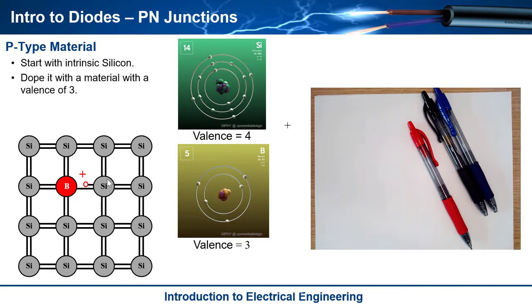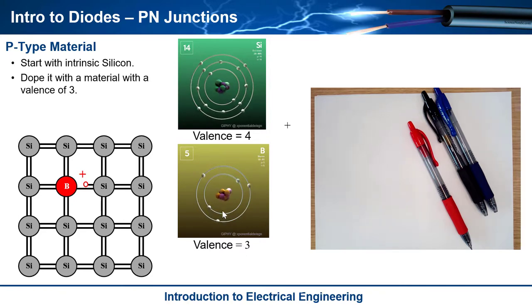Or you can insert impurities. And so consider if we put in another material, a small amount. We're not going to make it half impurity, half silicon. Silicon is the majority of the material. But what would happen if we put in a material that had a valence of 3? Let's take an example of boron.